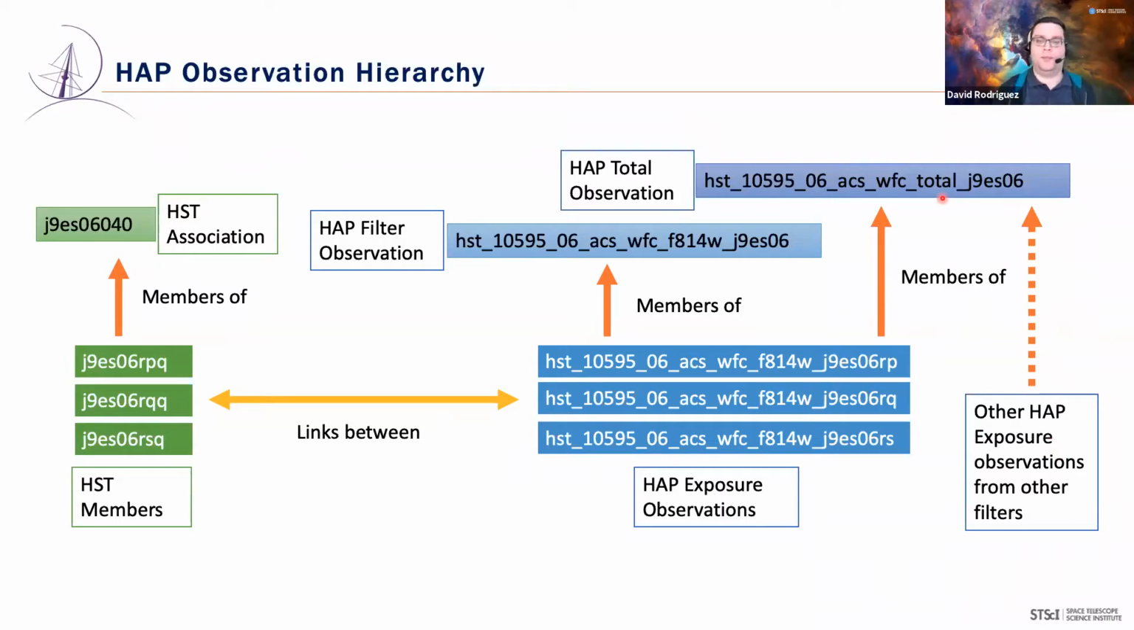This is useful, for example, if you are just interested in finding sources regardless of what their fluxes are. For example, you may have dropouts at one band or another. The total image is very useful to extract sources in that fashion. And this linking is what drives some of the functionality that we will see in MAST, the ability to link between the original HST data and the new HAP products.